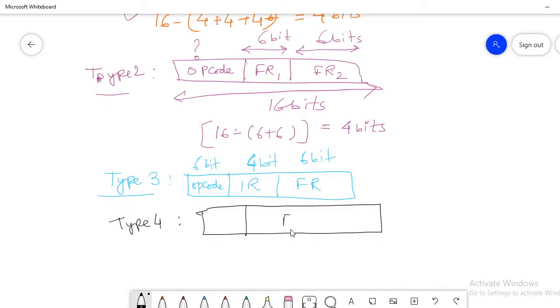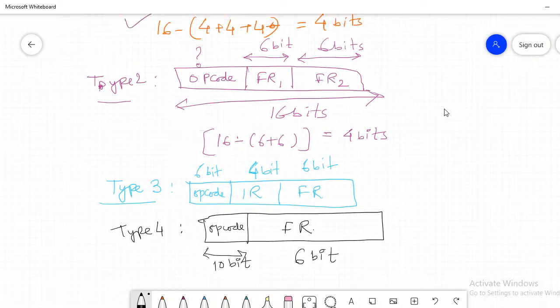So you have only 1 floating point register here, and this is 6 bit. So for this opcode portion you have to check: it will be 16 minus 6, that is 10 bits, right? So this is the thing that we have jotted down.